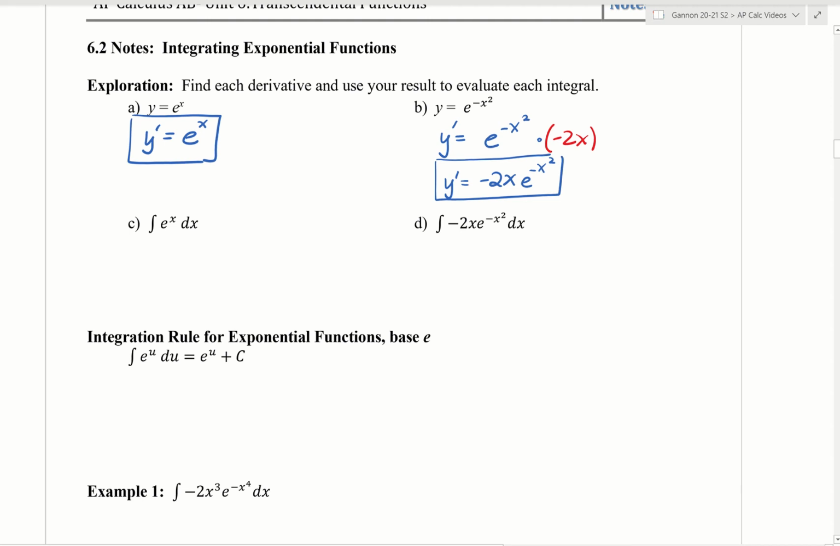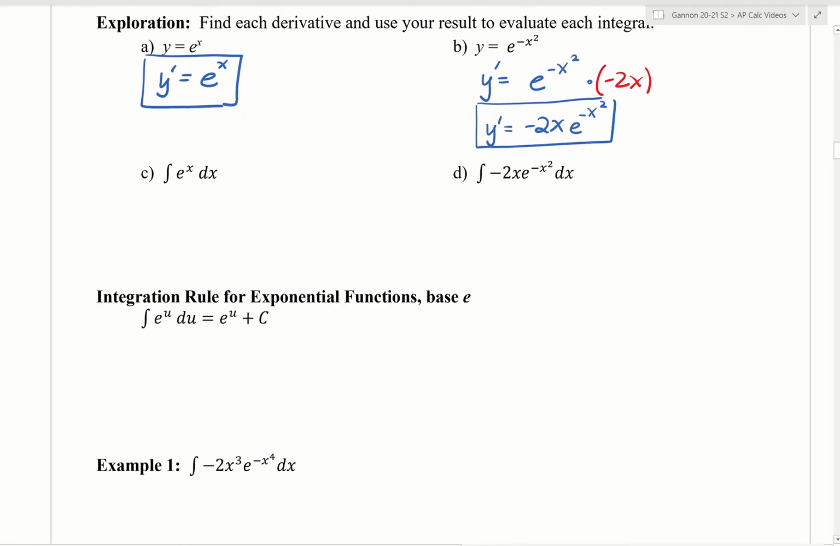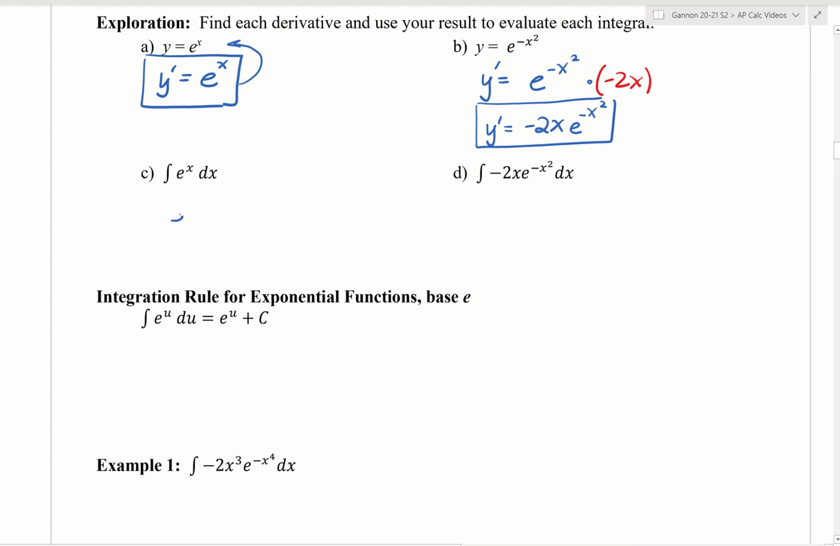Now from there, we can use that idea to take the integral of those functions as well. If we want to take the integral of e to the x, you have to remember that the integral is the opposite of taking a derivative. So basically, we're going this way. e to the x is the derivative of e to the x. Therefore, the integral of e to the x is simply e to the x plus c.